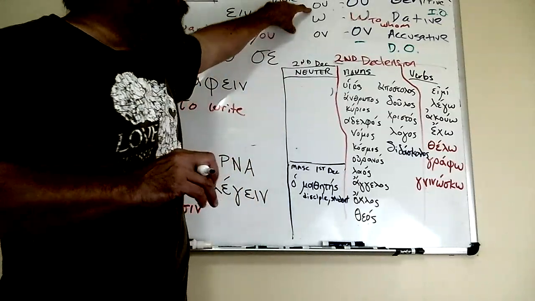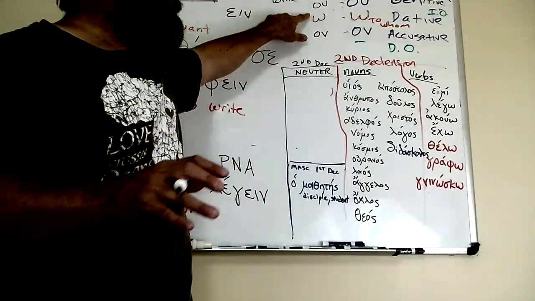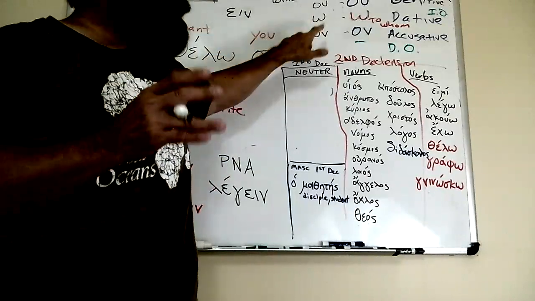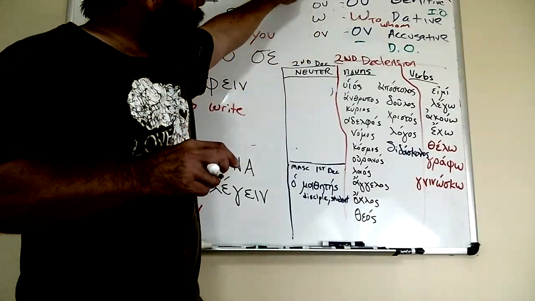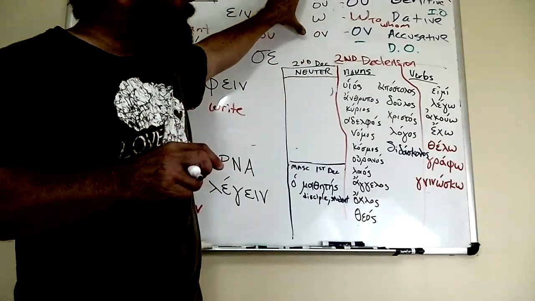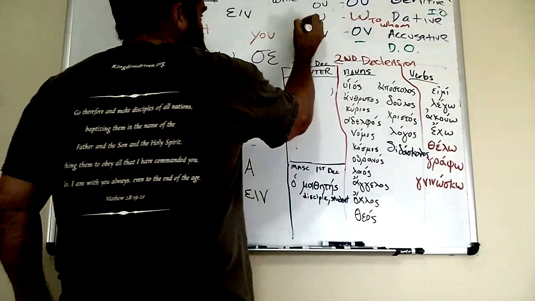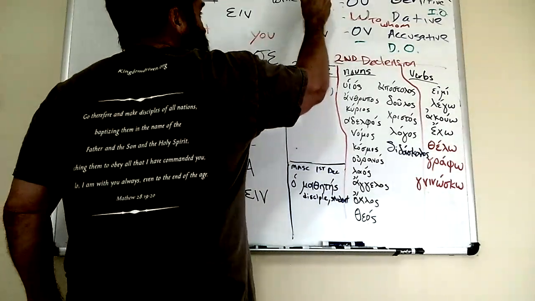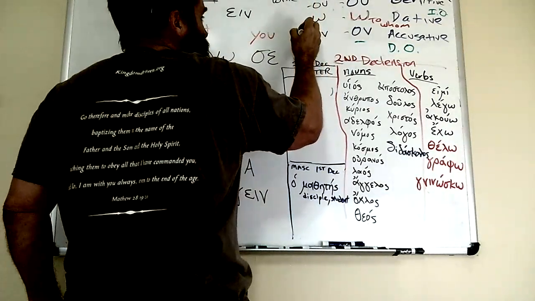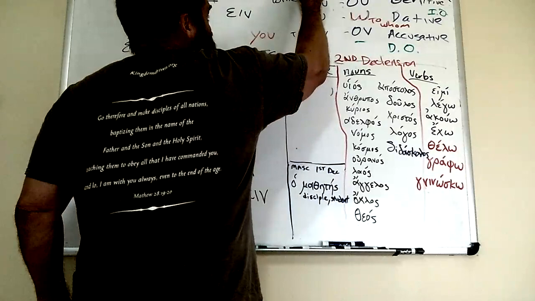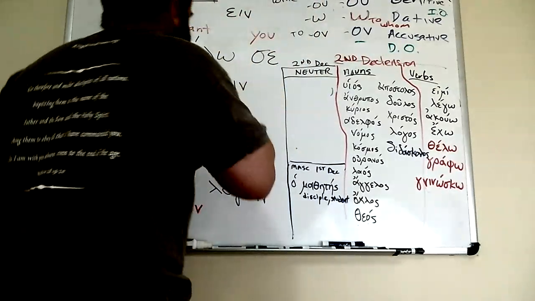And then the genitive and dative are the same, so there'd be tu and to. No difference. But for the nominative and accusative, the article would be to. So these are the endings, and then the article would be to. So here's what we're going to do.